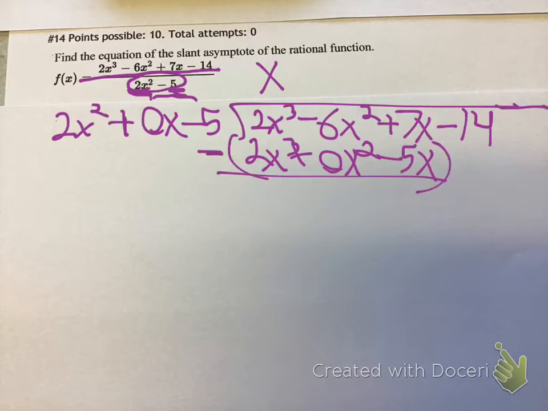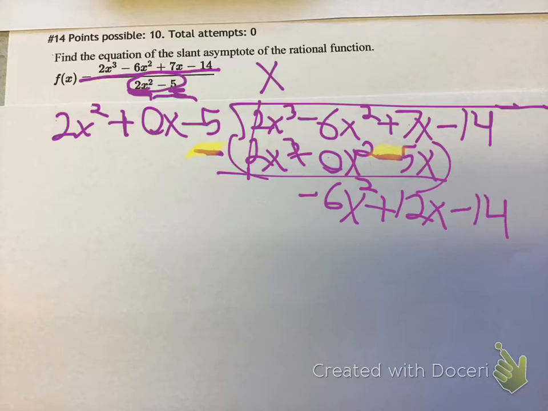Minusing that, now we have 2 take away 2 is gone. Negative 6 take away 0 is still negative 6x squared. And then 7 take away a minus 5. So remember, that's take away of a minus, and so that's a double minus. So it's really a plus 5. So that's 7 plus 5 is 12x, and then we'll drop the 14.